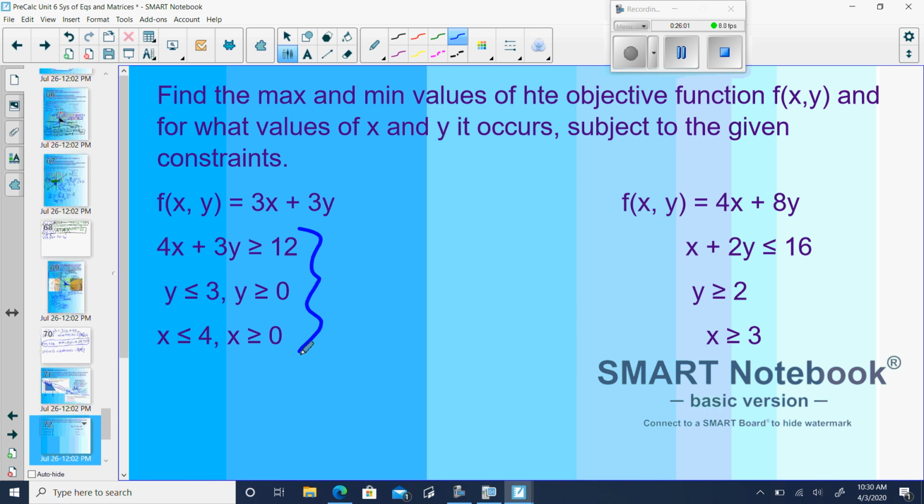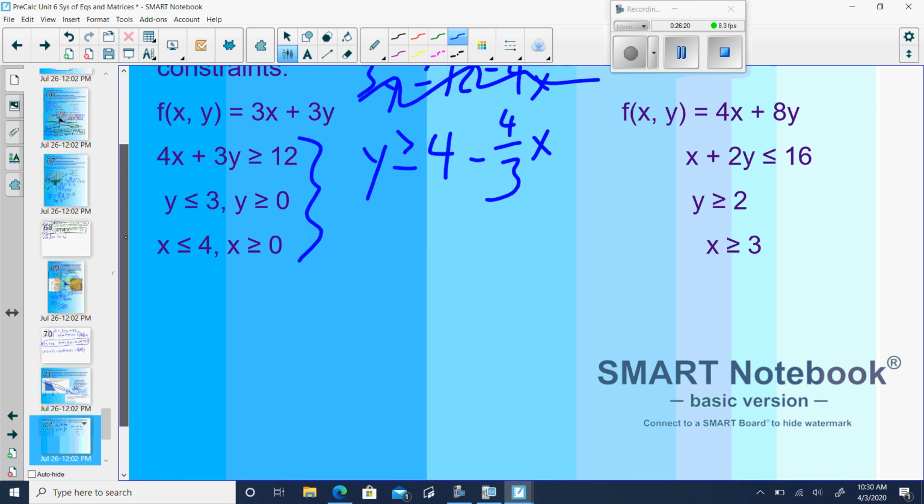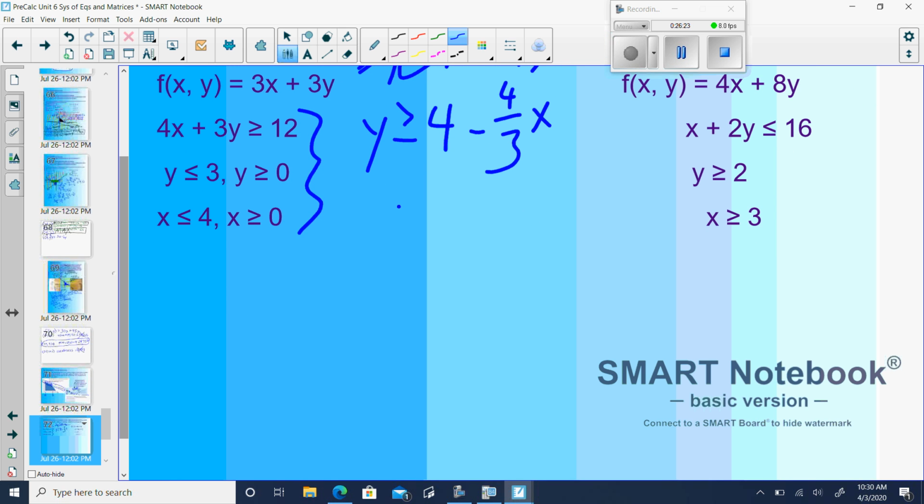Let's take a look at this. So 4x plus 3y is greater than or equal to 12. So 3y is greater than or equal to 12 minus 4x. So y is greater than or equal to 4 minus 4/3 x. Okay. Let's see here. So 4 minus 4/3.